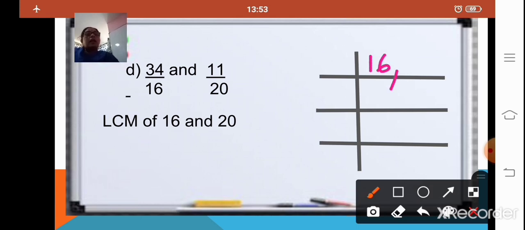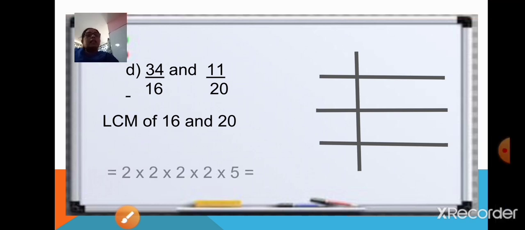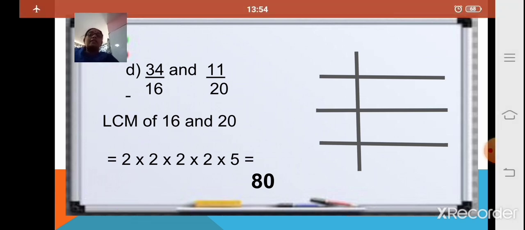16 and 20. 2 8s are 16. Again divisible by 2. 2 4s are 8. 2 5s are 10. 2 2s are 4. 2 5s are 10. Again 2, 5 and then 5. So your LCM of 16 and 20 is 2 into 2 into 2 into 2 into 5. Yes, that is equal to 80. 2 2s are 4, 4 2s are 8, 8 2s are 16, 16 5s are 80. So your LCM is 80.